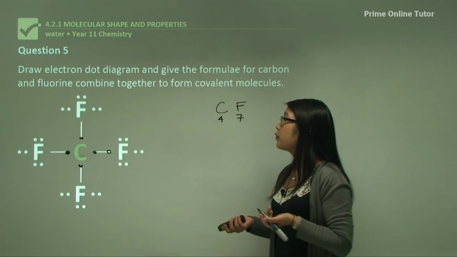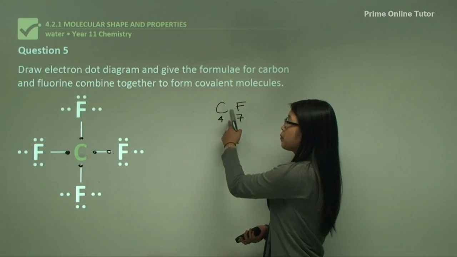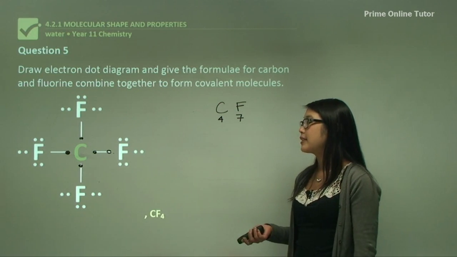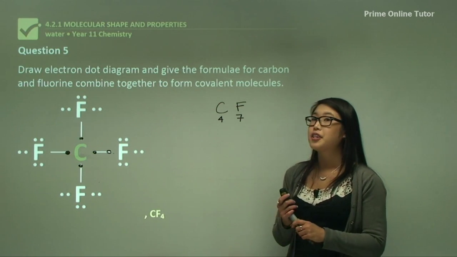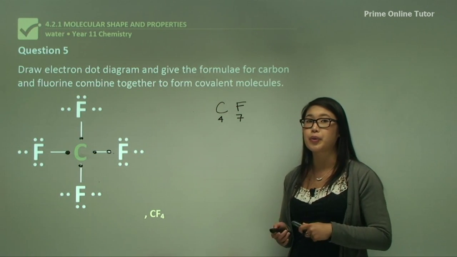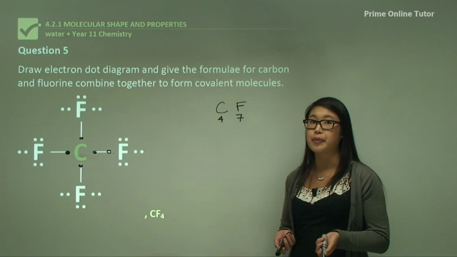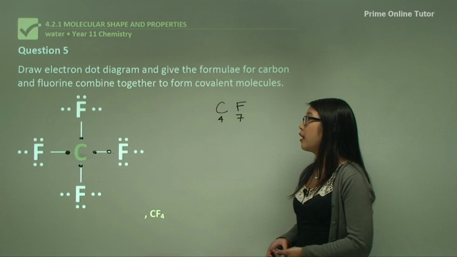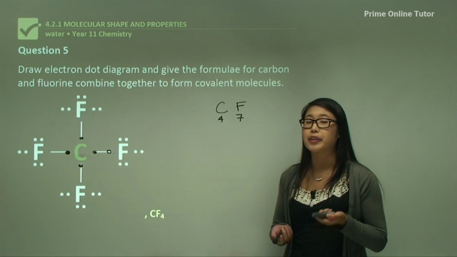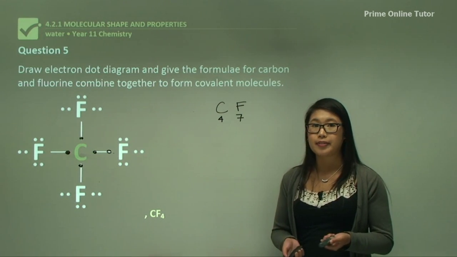So the formula for this one will be C, F, but that requires 4 fluorine atoms, so CF4. So in summary, we just looked at how to draw electron dot diagrams, and they show us a lot of information about bonding and the electrons and how the atoms sit relative to each other. And they also give us an indication of how many lone pairs, but they don't give us any information about what the shape of the molecule looks like.